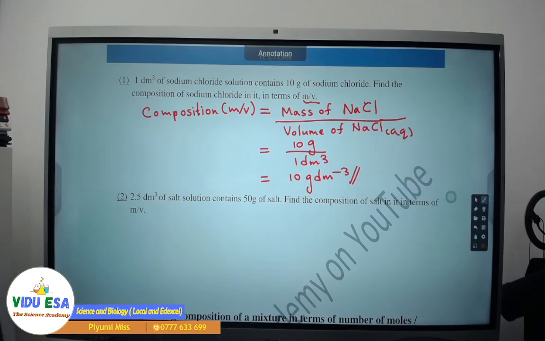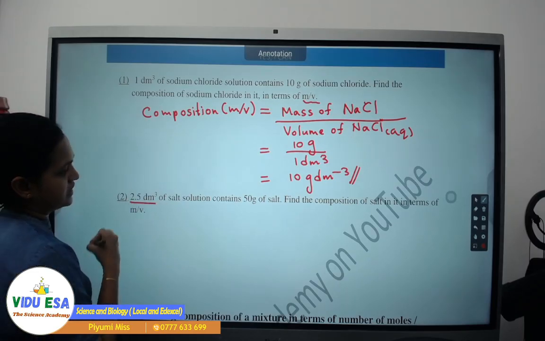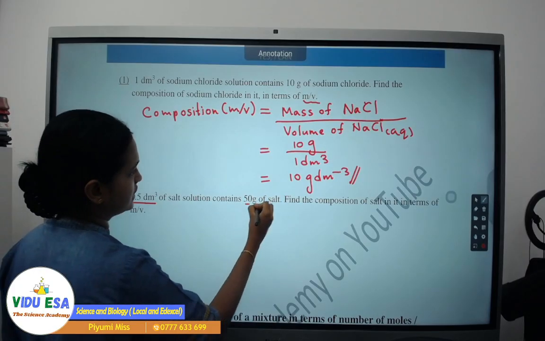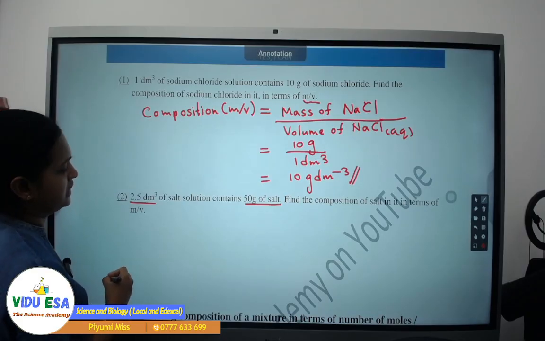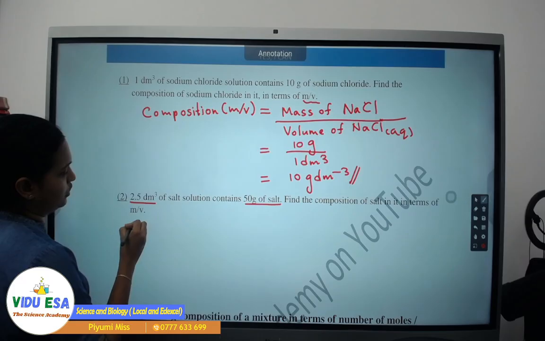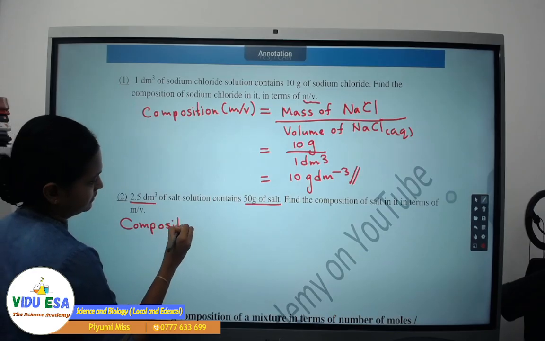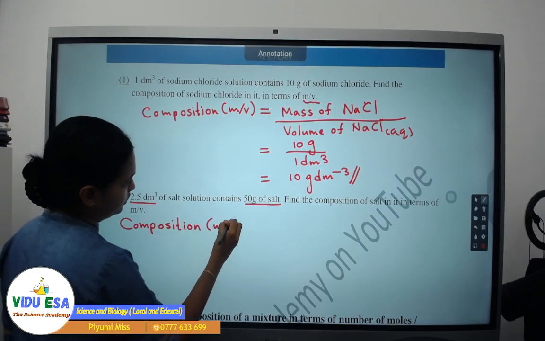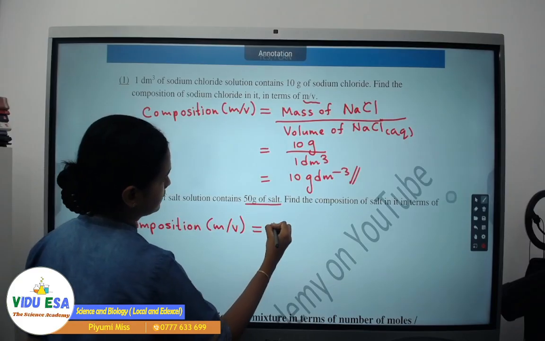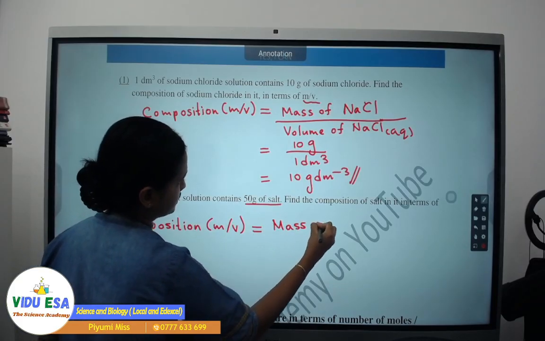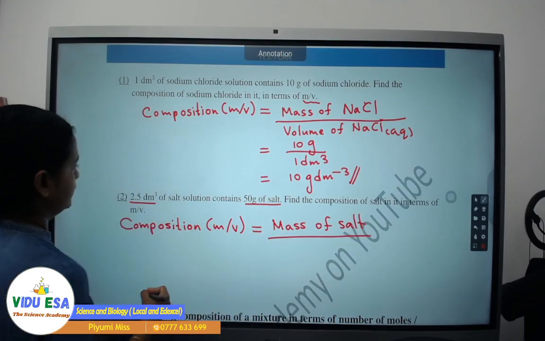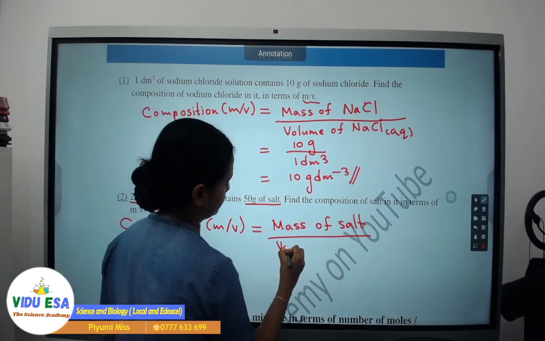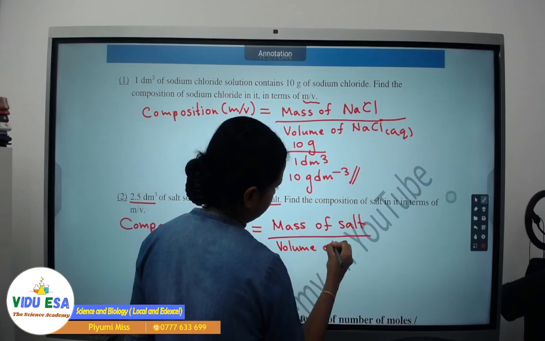Okay. Then 2.5 cubic decimeter of salt solution contains 50 grams of salt. Find the composition of salt in it in terms of M over V. And once again we can say composition M over V equals mass of salt divided by the volume of the salt solution.